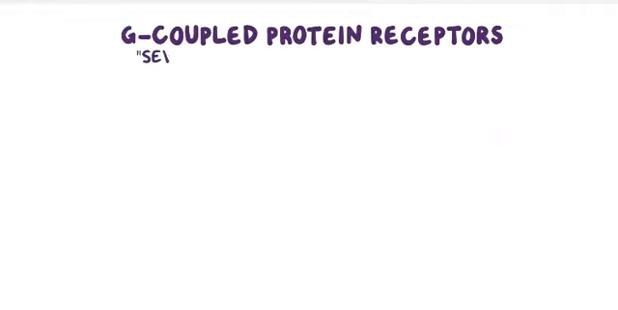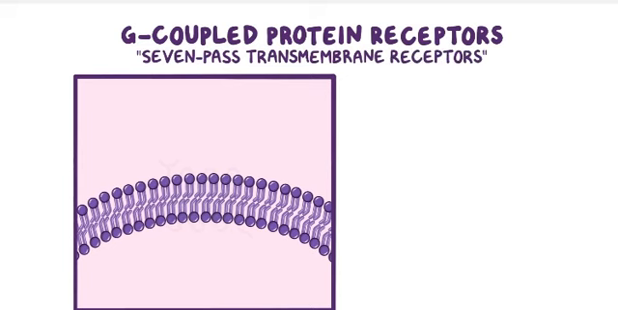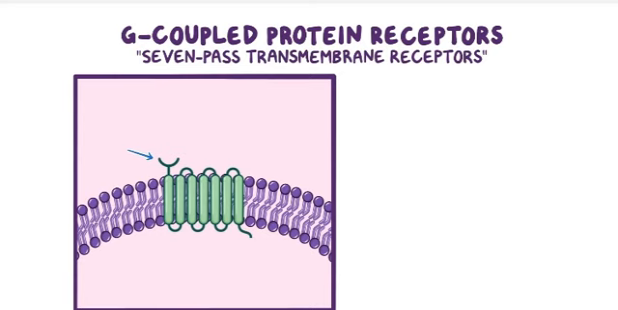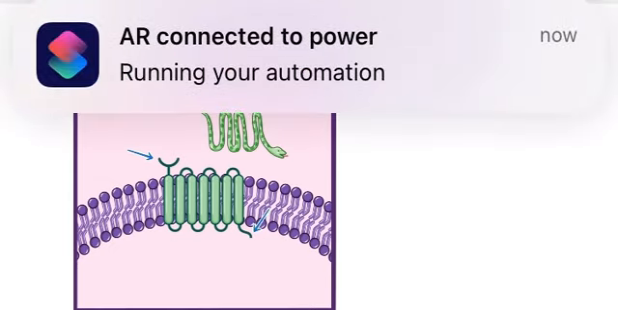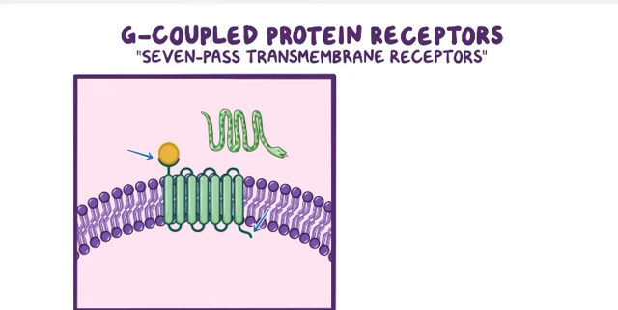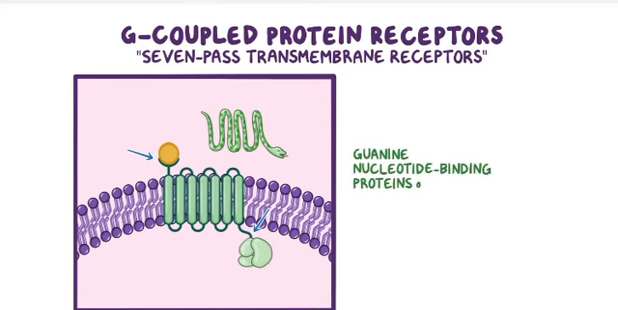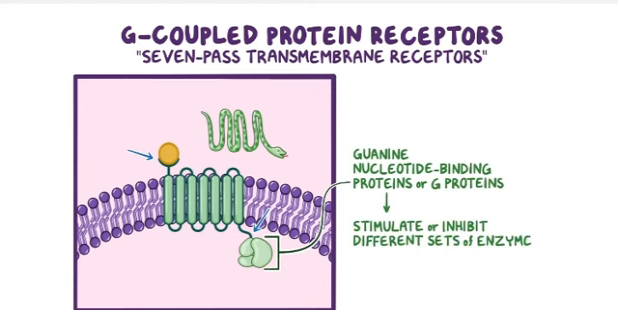Next are the G-protein-coupled receptors, also known as 7-pass transmembrane receptors, which means they are really long proteins that have one end that sits outside the cell, and then the snake-like protein dips in and out of the cell membrane 7 times and finally ends on the inside of the cell. The ligand binds to the end sitting outside the cell, and the end of the protein that's within the cell activates guanine nucleotide-binding proteins, or G-proteins, which go on to stimulate or inhibit different sets of enzymes and molecular pathways within the cell.